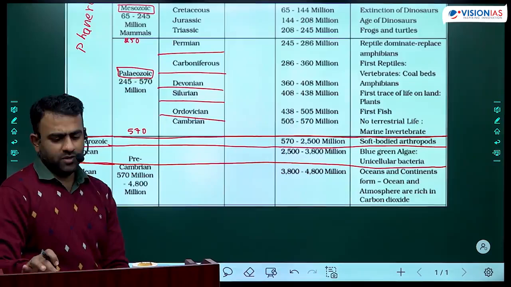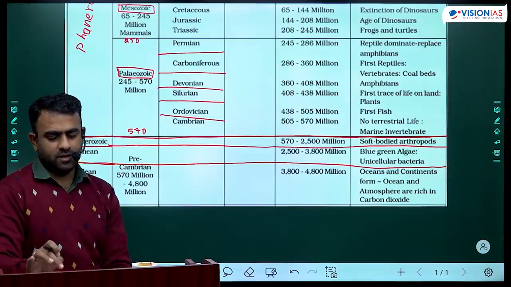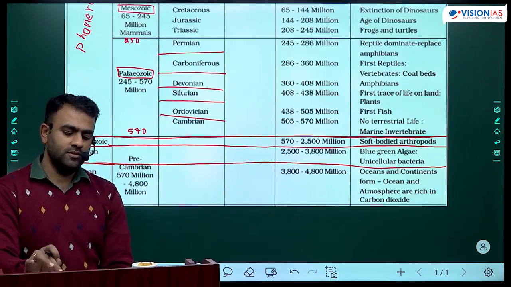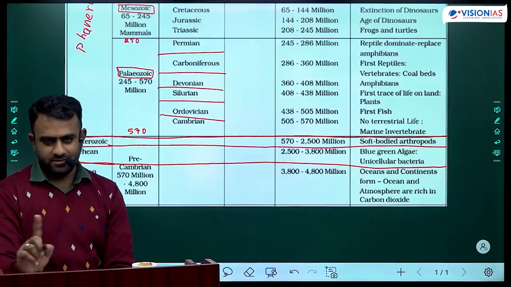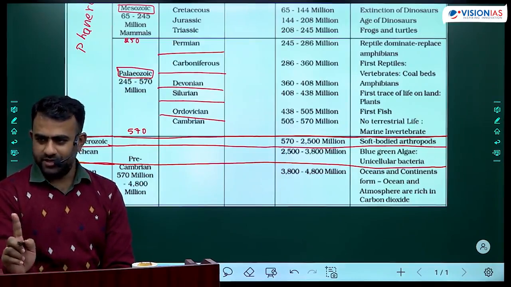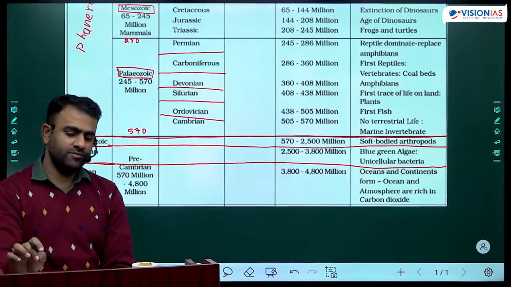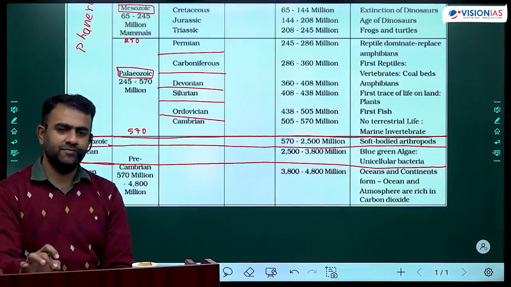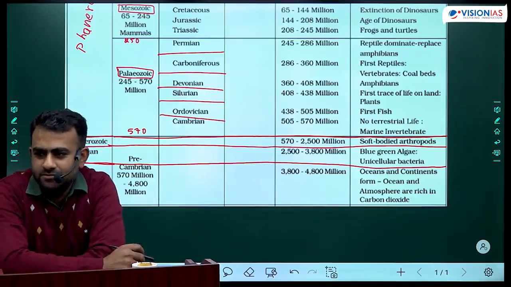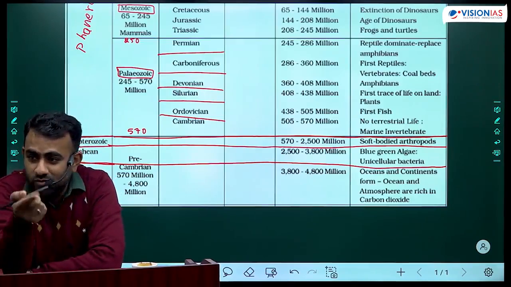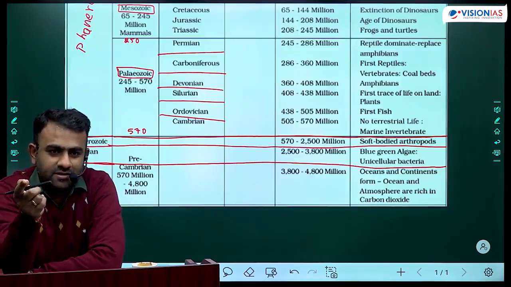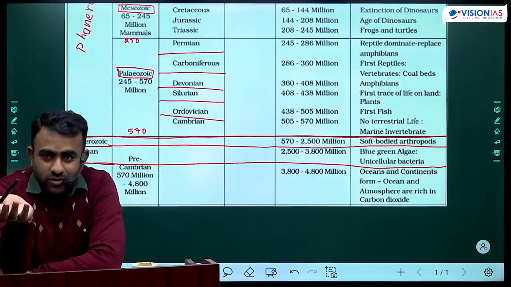ये कैम्ब्रियन में हुआ था. Cambrian explosion of life involved these arthropods. ओके, तो आर्थ्रोपॉड्स का स्पेशलिटी क्या है? They are not vertebrates. आर्थ्रोपॉड्स आर नॉट वर्टिब्रेट्स. ओके, तो आर्थ्रोपॉड्स का स्पेशलिटी क्या है? They have legs, jointed body parts which enables them to move easily. Okay, that is what is arthropods.